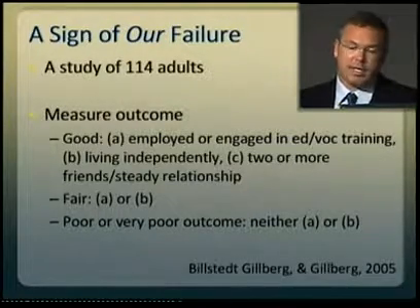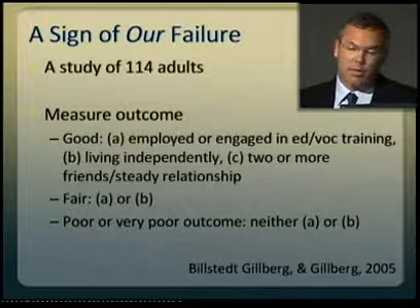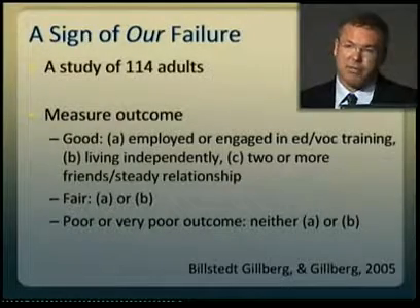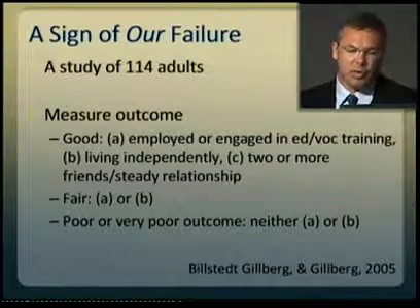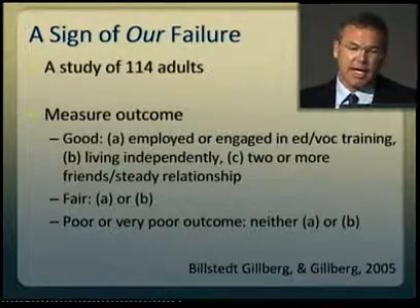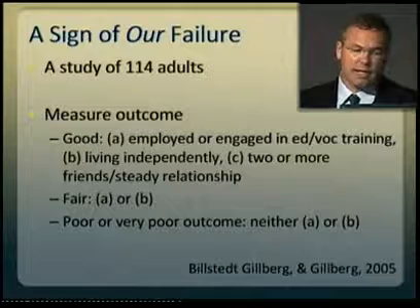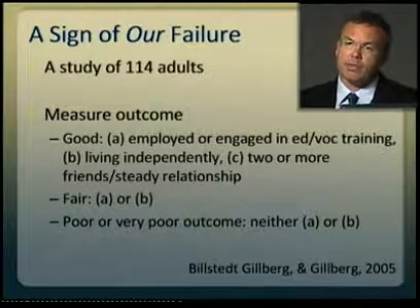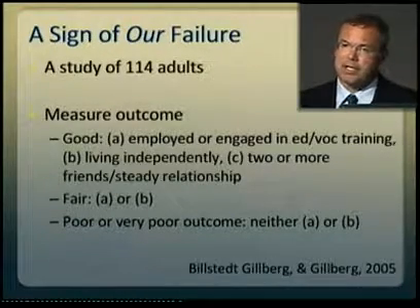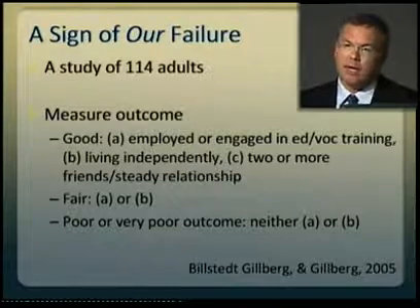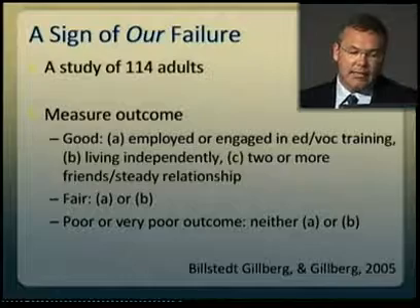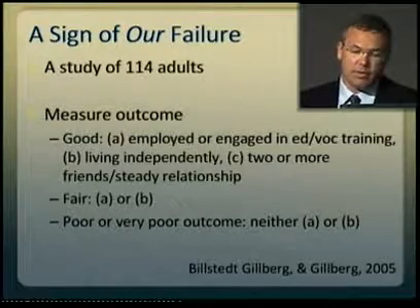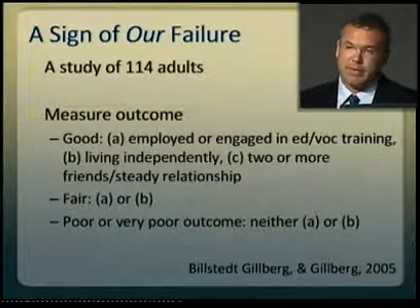A study of 114 adults. When we looked at outcomes, this is a study from 2005, a measure of good outcome would be that they're employed, engaged in education or vocational training, living independently, with 2 or more friends, or in a steady relationship. That would be a good outcome. A fair outcome would be A and B, employed, with 2 or more friends. And finally, a very poor outcome was neither A nor B.